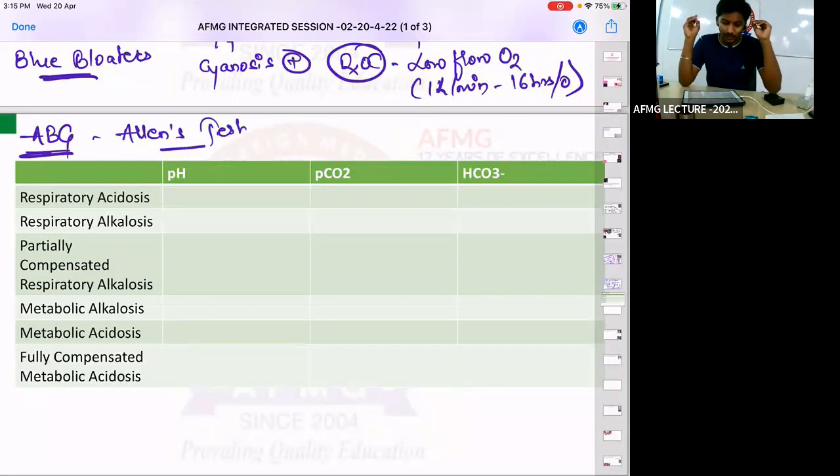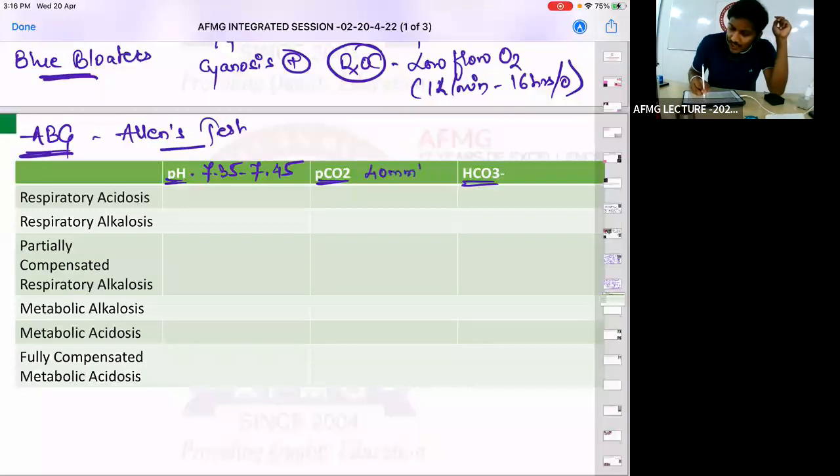Now, if I talk about ABG analysis, the three most important things that you will look at are the pH, PCO2 values, and the bicarbonate values. If you don't understand the compensated concept, leave it, mostly it doesn't come. So the normal pH of blood is 7.35 to 7.45. Normal values should be known, though they don't come in the exam. PCO2 normal value is on average 40 mm of Hg. The normal value of PCO2 range can be 35 to 45.